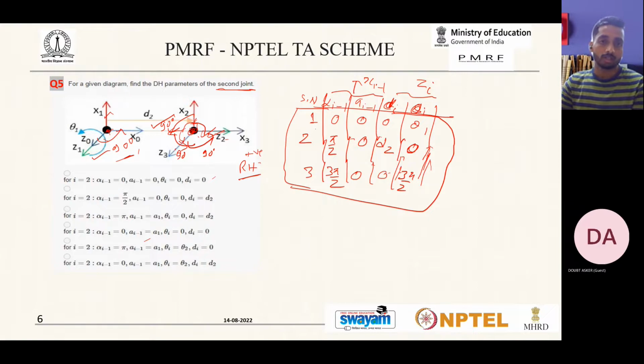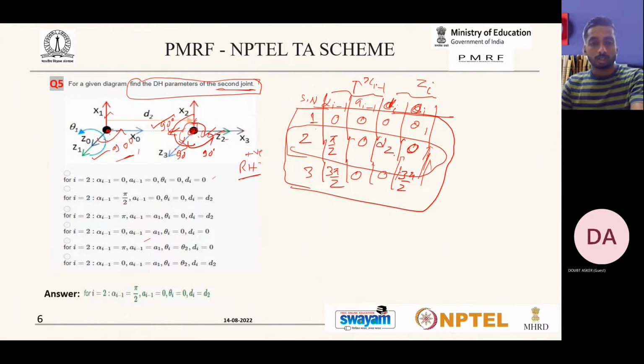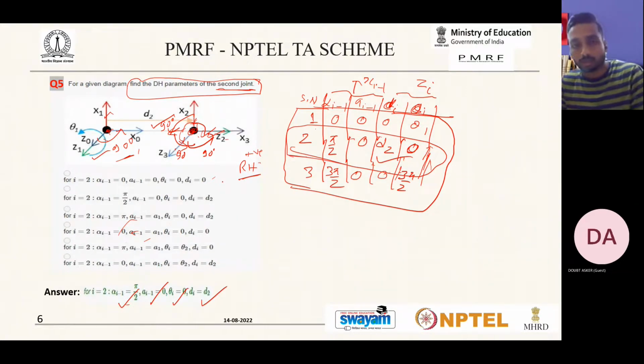And so the question here is that they wanted to know the DH parameter of the second joint. So the DH parameter of the second joint will be pi by 2, 0, D2, 0. You can see here the correct answer is pi by 2, a i minus 1 is 0, theta is 0, and d i equals D2. So this is the correct answer. Hope you understood the process of how to find the DH parameter for this given example.